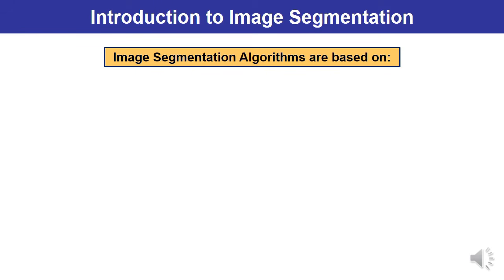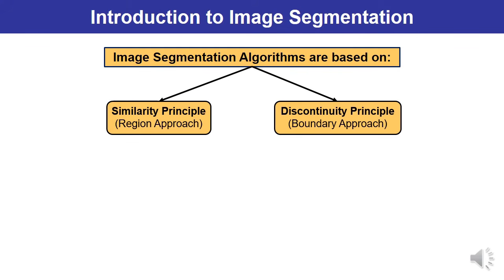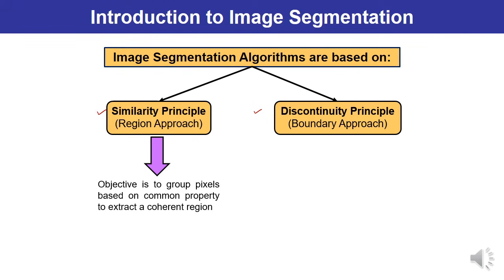Now let us discuss image segmentation algorithms and what they are based on. Basically, image segmentation algorithms are based on two things: the similarity principle or the discontinuity principle. What is the similarity principle? The similarity principle is also known as the region approach. It means here the objective is to group pixels based on a common property to extract a coherent region. So the objective is similarity, which means common properties are to be utilized.